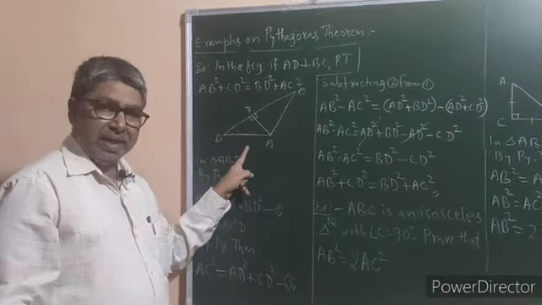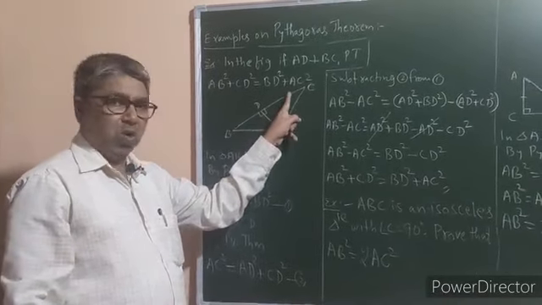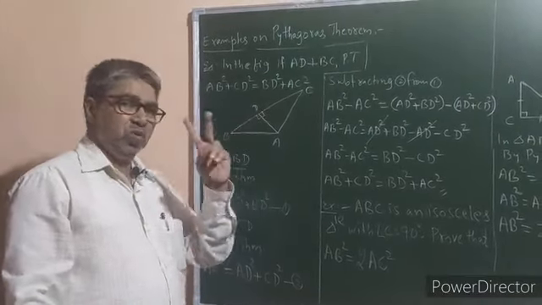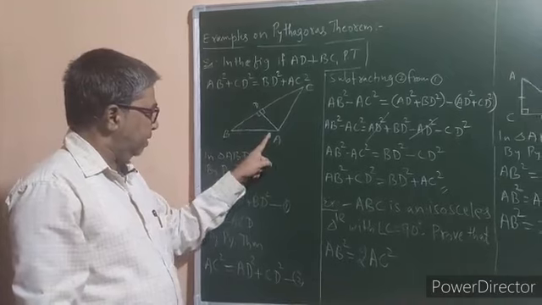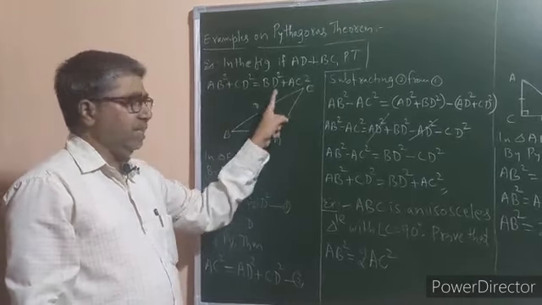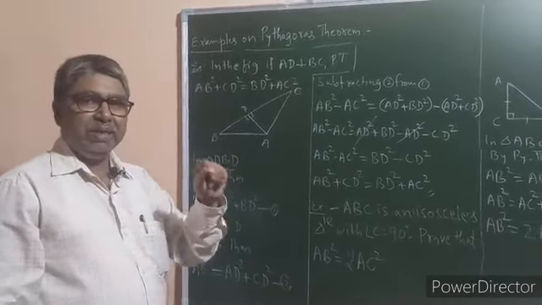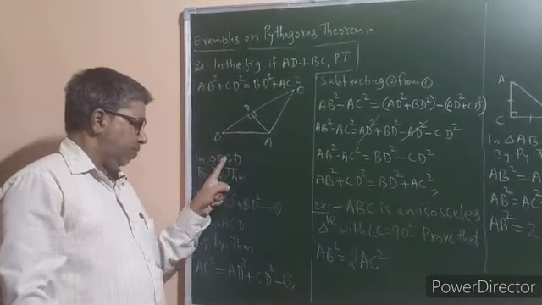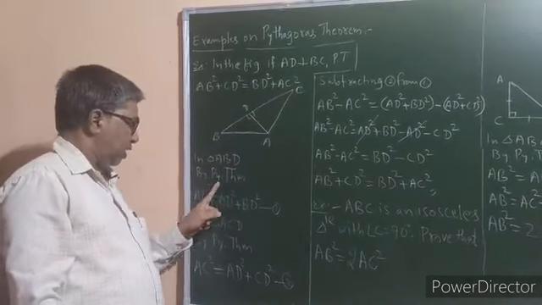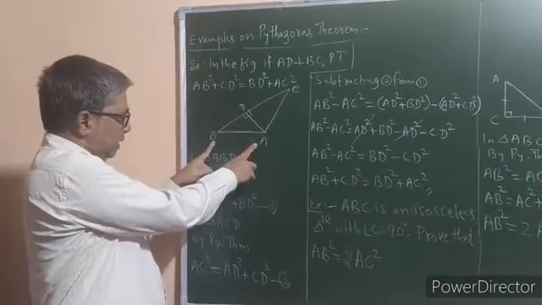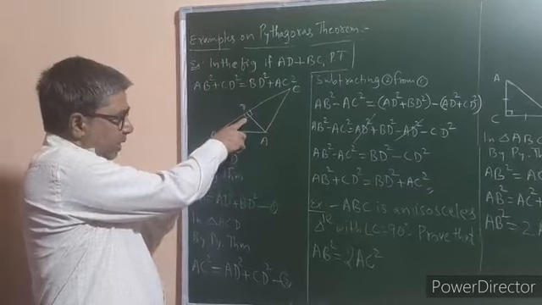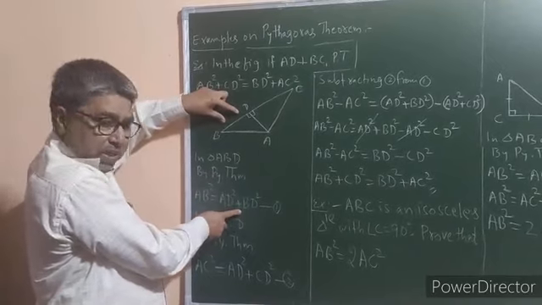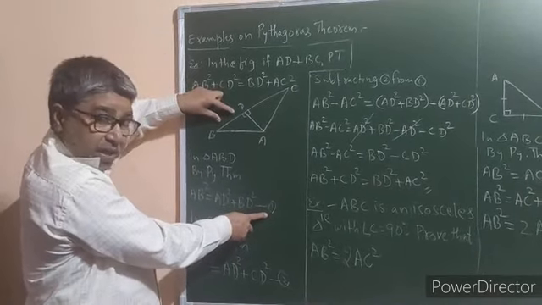Now ABC is a triangle. AD is drawn perpendicular on BC. AD is dividing triangle ABC into two right angle triangles, namely triangle ABD and triangle ACD. Now let us apply Pythagoras theorem for both the triangles. So in triangle ABD, by Pythagoras theorem, AB square, that is hypotenuse because opposite to right angle, AB square is equal to AD square plus BD square. Call this equation number 1.